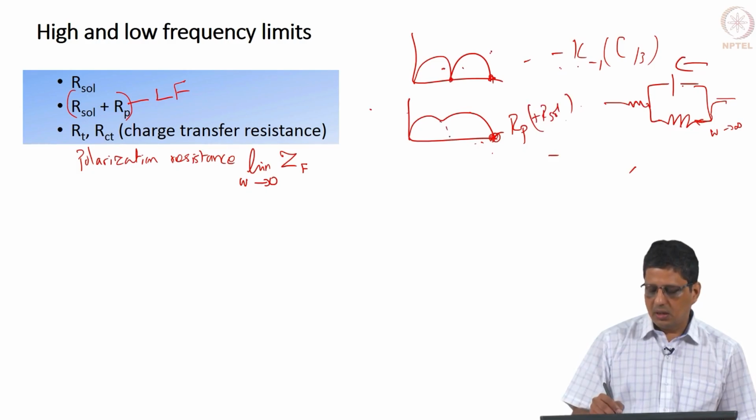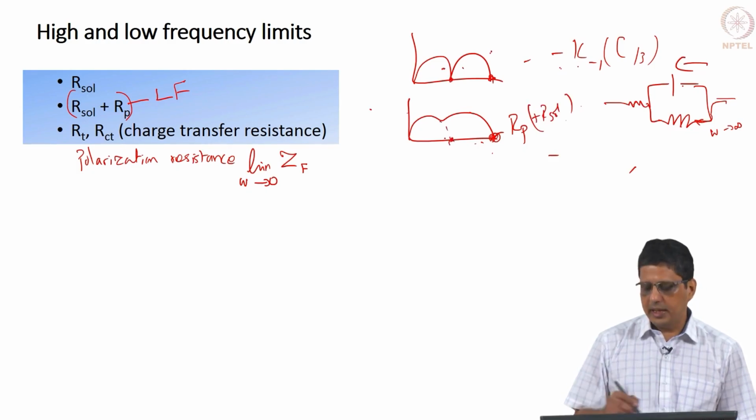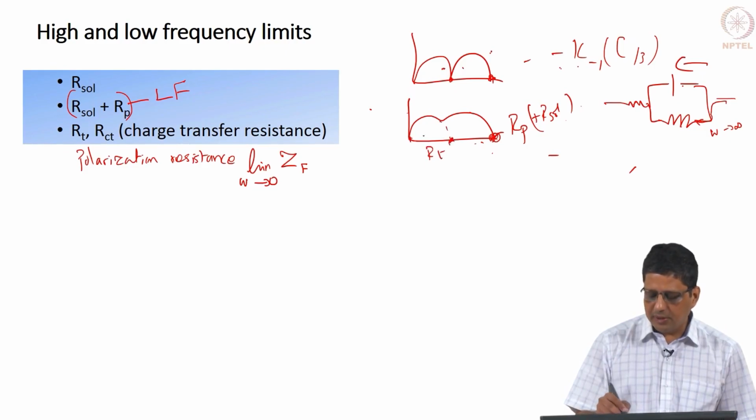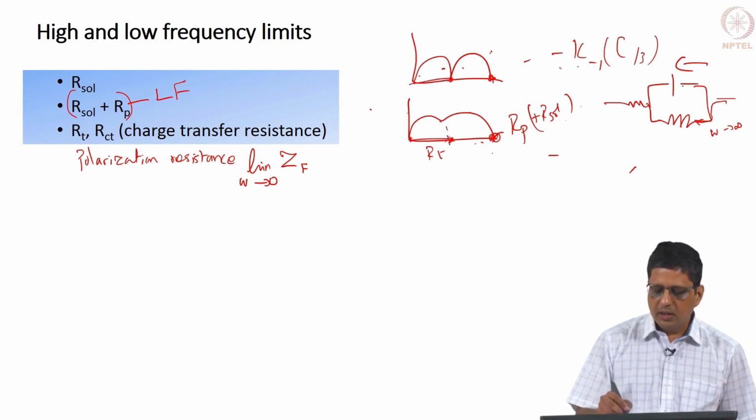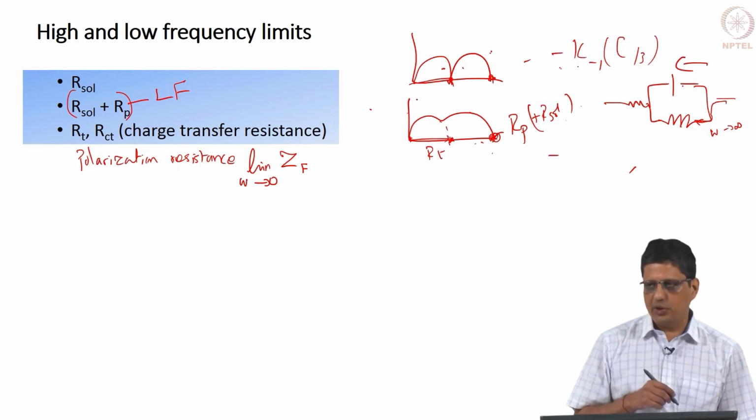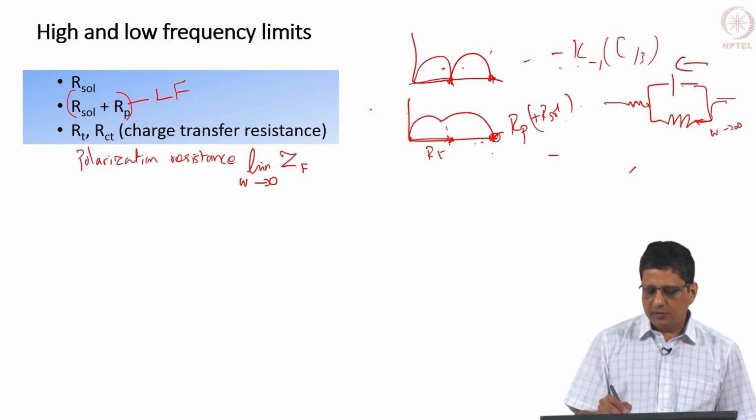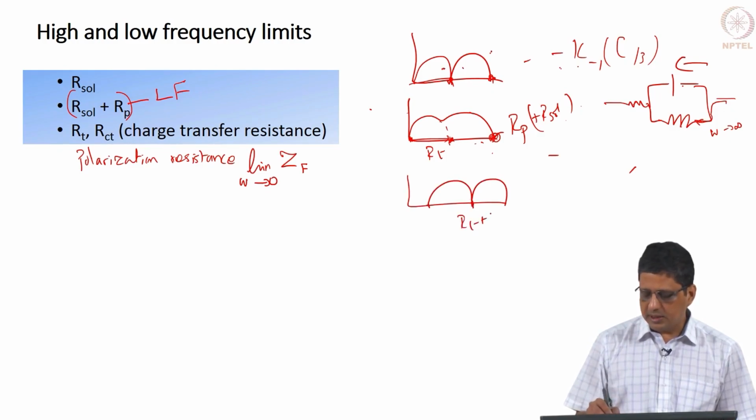This extension of this, where it settles here, that is going to be RT from this point. That means this value is RT plus R solution, but if the solution resistance is negligible, it is going to be RT. So, if the solution resistance is significant, this impedance is RT plus R solution, this impedance is RP plus R solution.